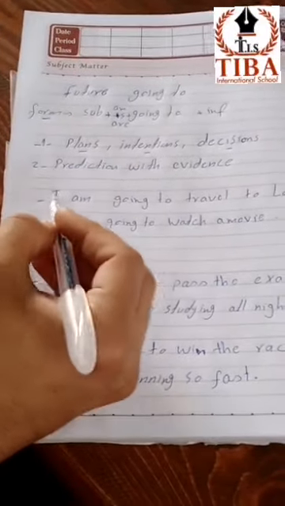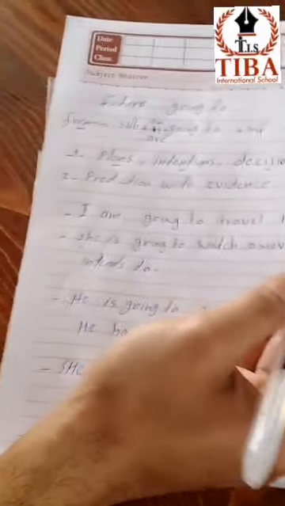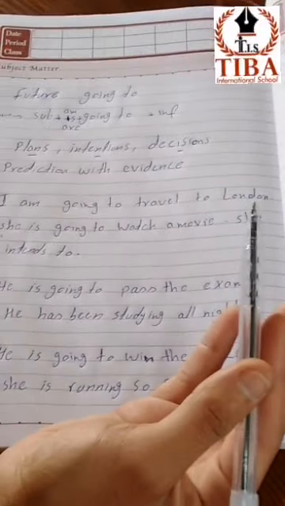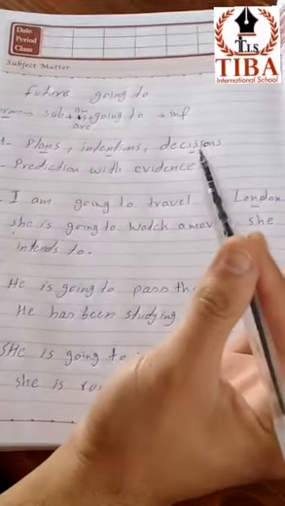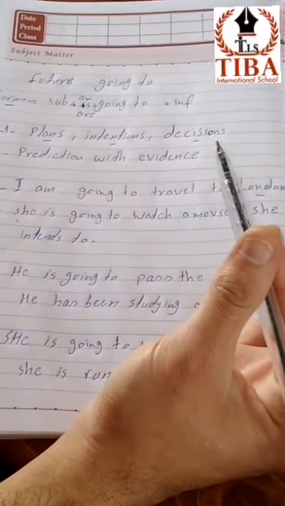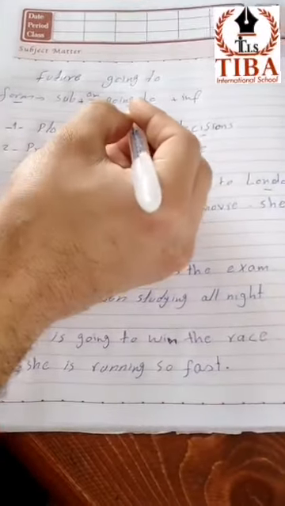For example, I am going to travel to London. I have made a decision. I will travel to London. Did I arrange for it? No. That's why I'm going to choose the future going to.